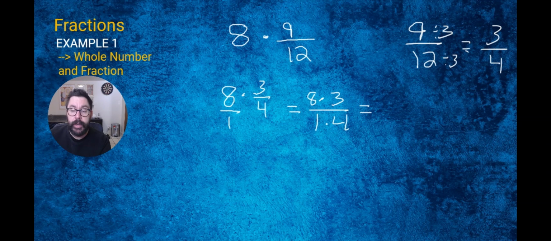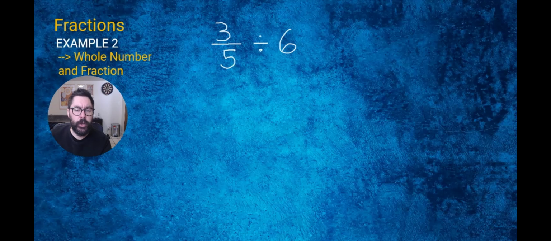So we do 8 times 3, we get 24. And on the bottom we have 1 times 4, which is just 4. And you can think of this like you're simplifying a fraction. You can also at this point, especially with these numbers, just read it like a division problem. 24 divided by 4 is 6. If you simplified, you would have gotten 6/1, which is also 6. Okay, so far so good.